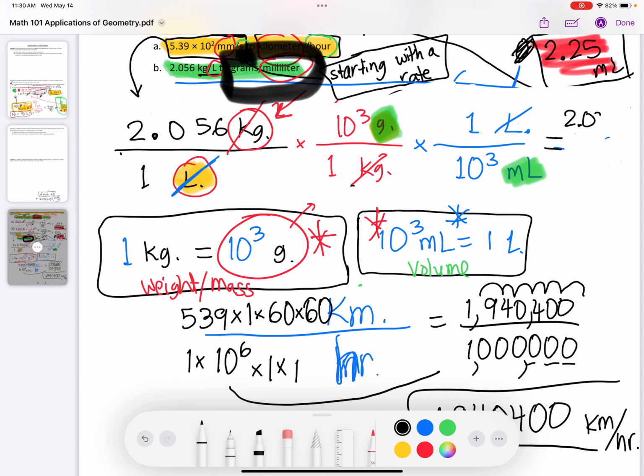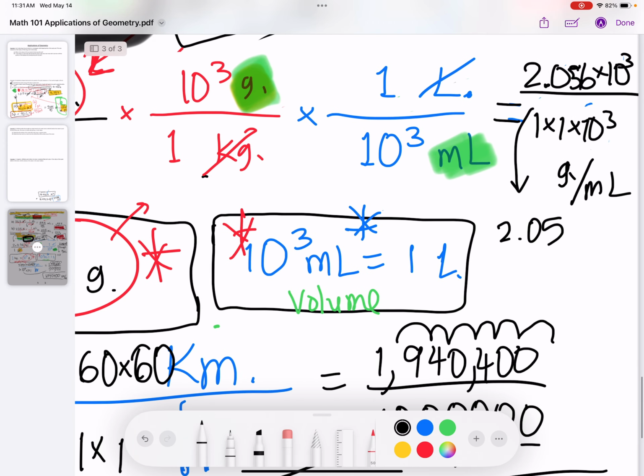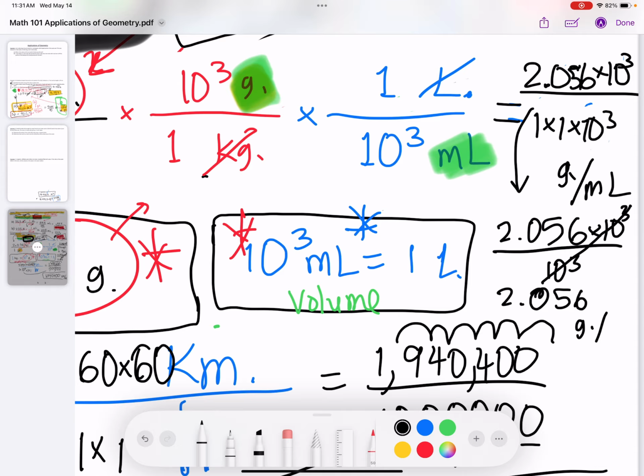It's 2.056 multiplied by 10 to the third power, and the numerator and the denominator is just 1 times 1 times 10 to the third power. Times 10 to the third power. Oh my gosh, are you serious? And this is what's left, grams per milliliter. Check this out. Are you kidding me? Pretty much what's going on is you're taking 2.056 and multiplying by 10 to the third power, and then you're dividing by 10 to the third power. But what's that going to do? Those are just going to cancel each other. So really the answer is that exact number that you were given, but now in grams per milliliter.